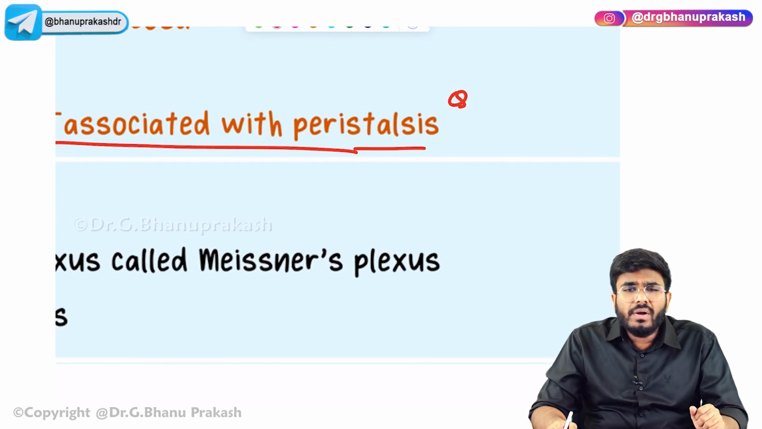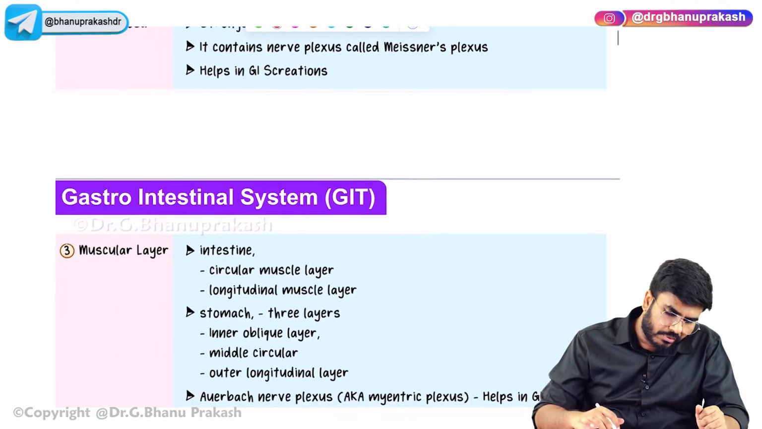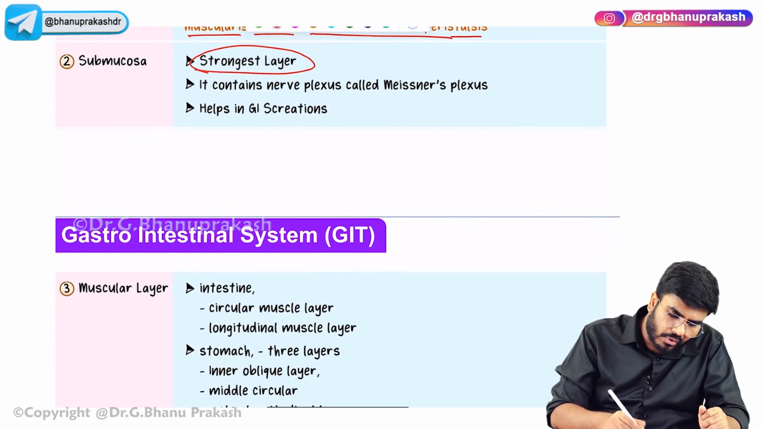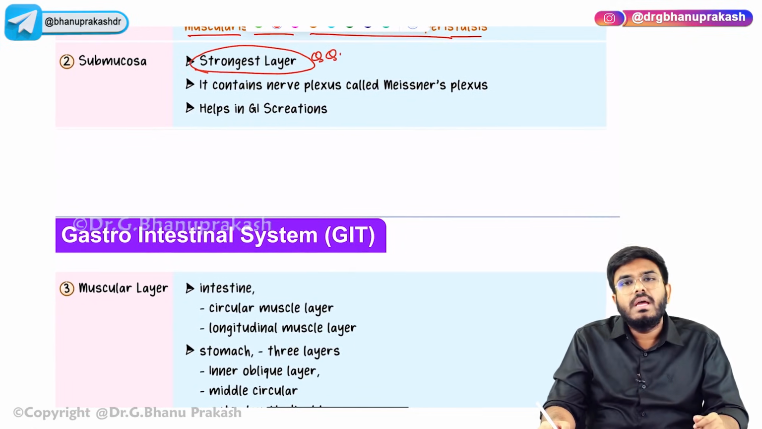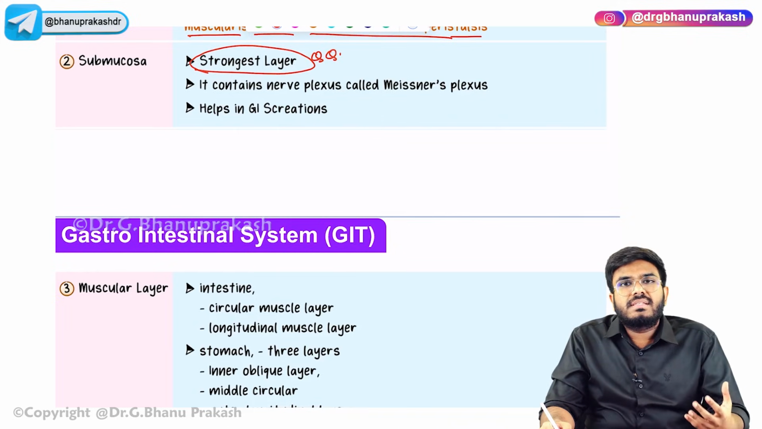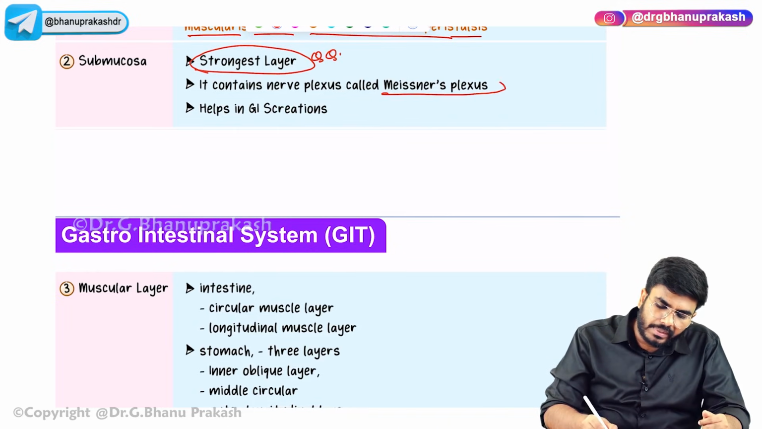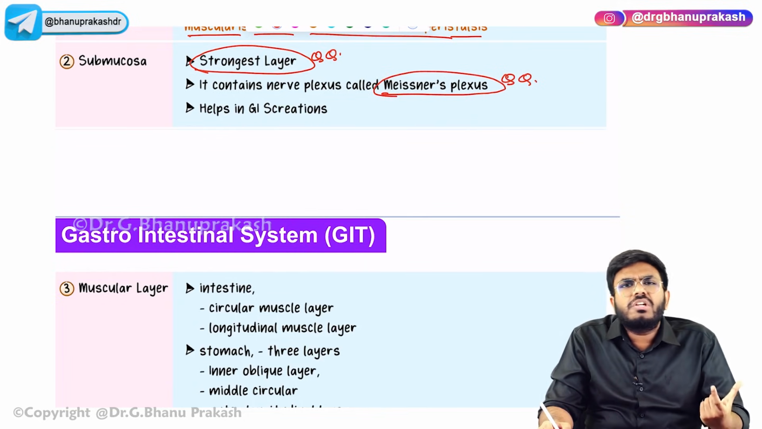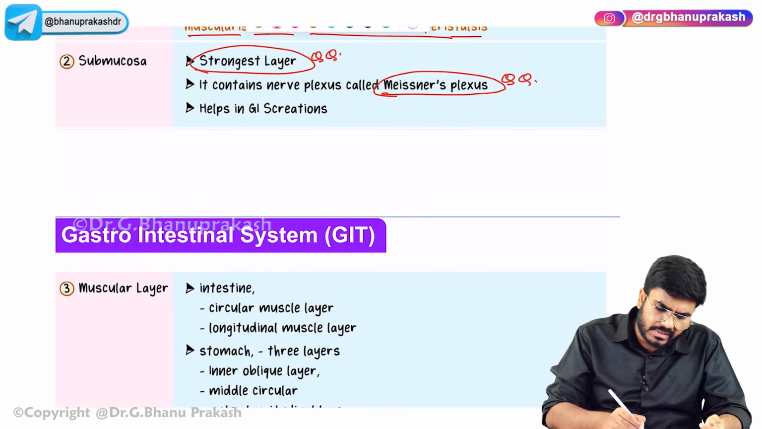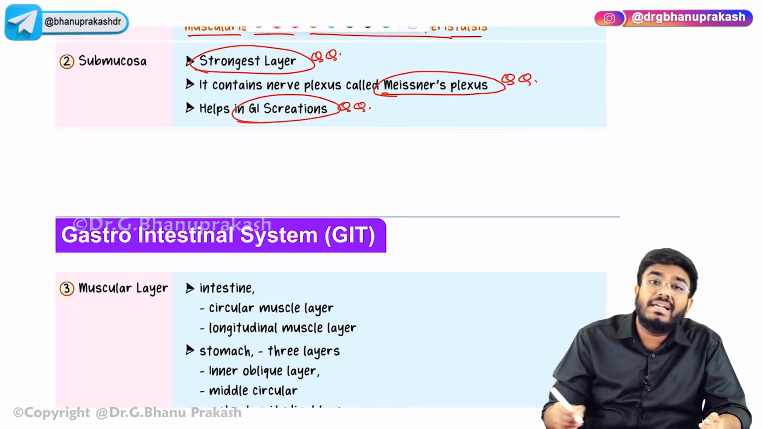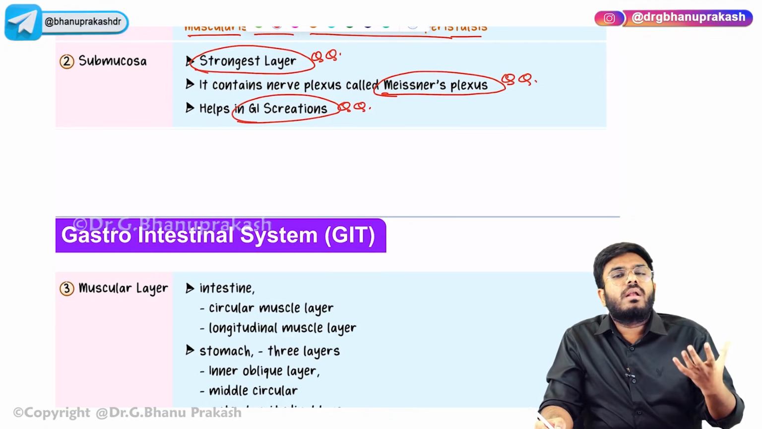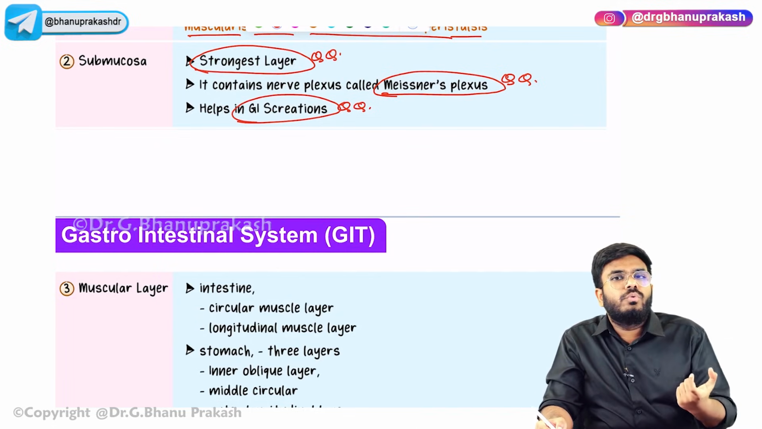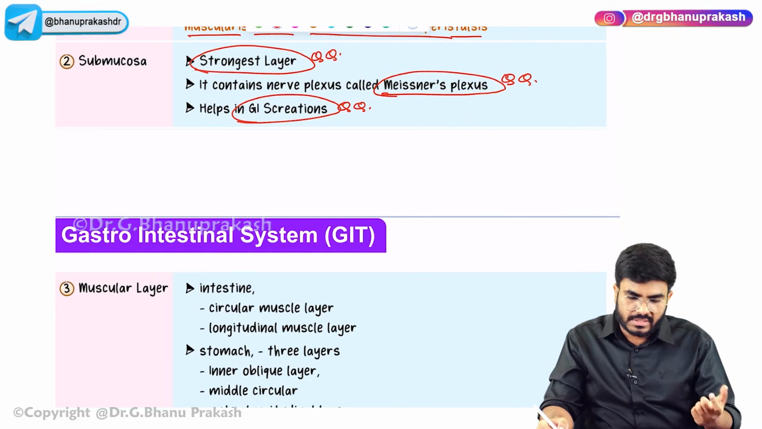Next, the submucosa is the strongest out of all the 4 layers, and in the submucosa there is a nerve plexus called Meissner's plexus. What is the function of this submucosal plexus, Meissner's plexus? It is helpful in GI secretions. Secretions are controlled by which plexus? The submucosal plexus or Meissner's plexus.